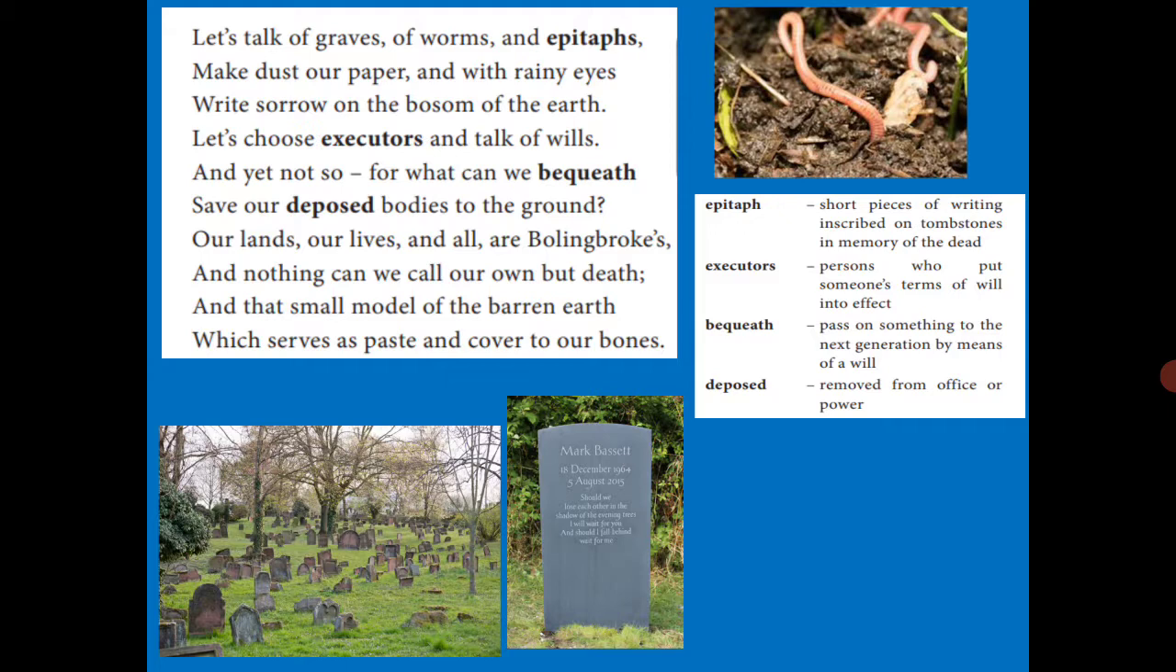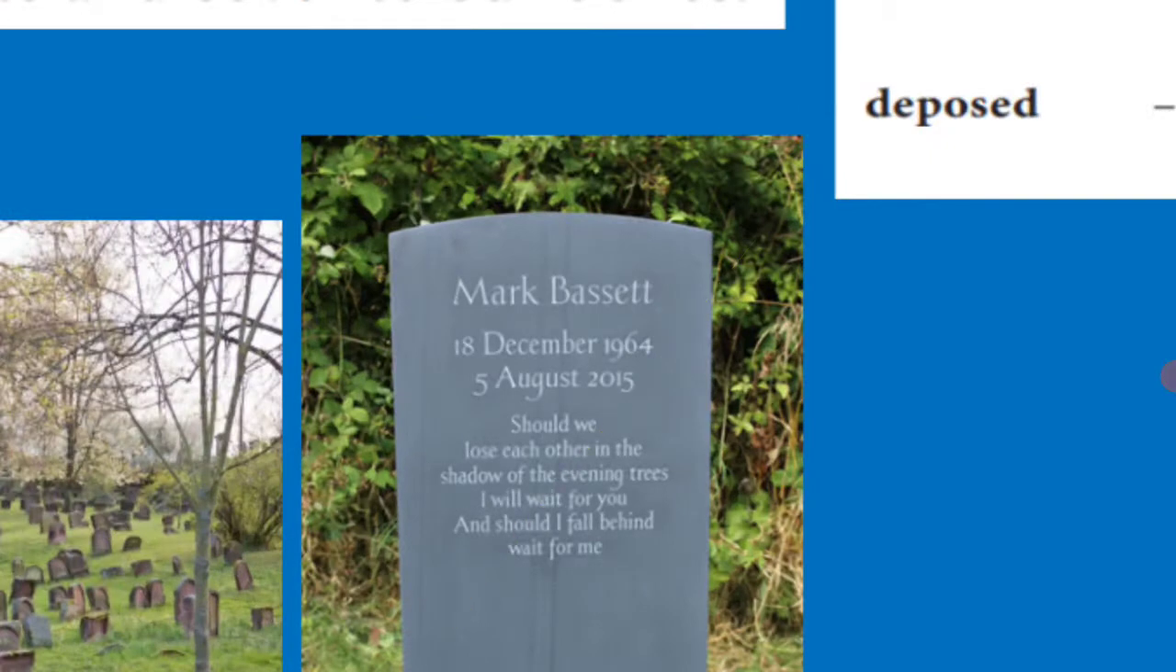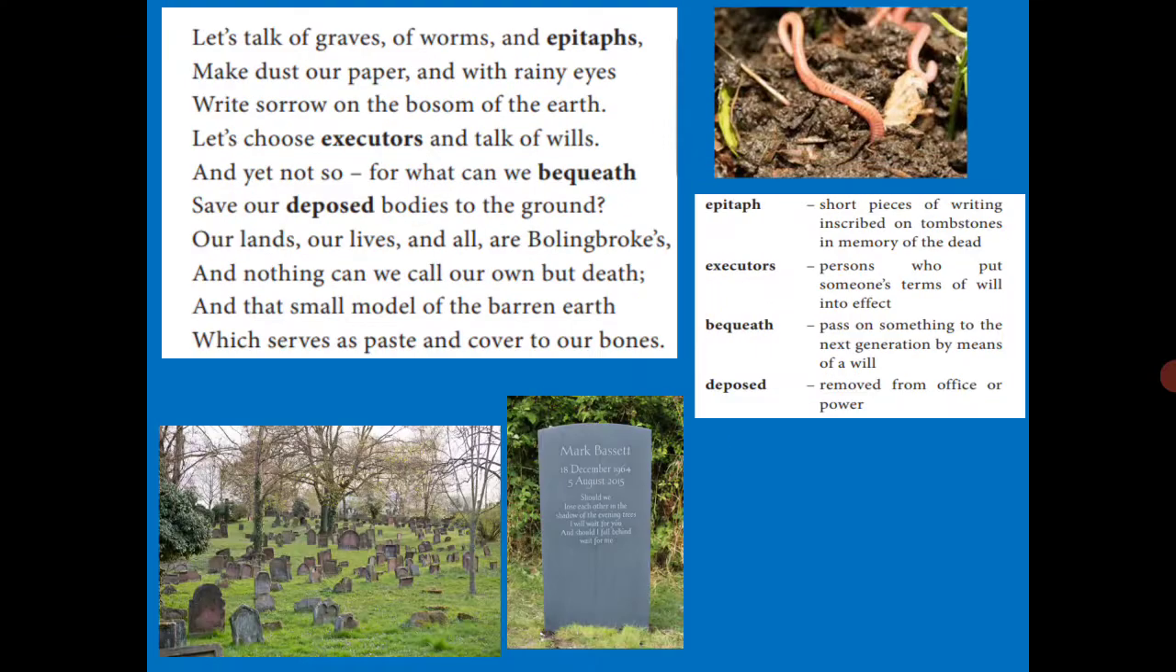The king is talking about graves. It's a place, it's a cemetery where people are buried. He talks about the worms, and he talks about epitaphs. Epitaphs are the writing like this in the cemetery, short pieces of writing inscribed on tombstones in memory of the dead.